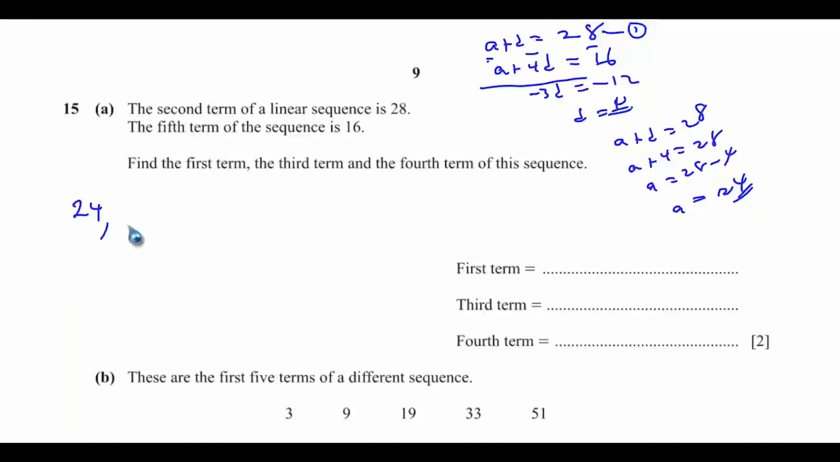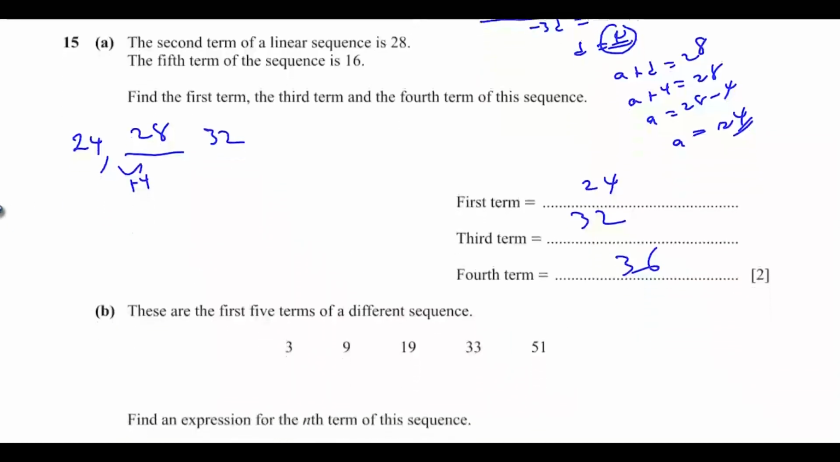And we are told that the second term is 28. So from here, the common difference is calculated to be 4, and it is obvious here, we add 4. So you can do this to complete the remaining ones. The first term is 24. So the third will be 28 add 4, that will be 32. The fourth will be 32 add 4, that will be 36.